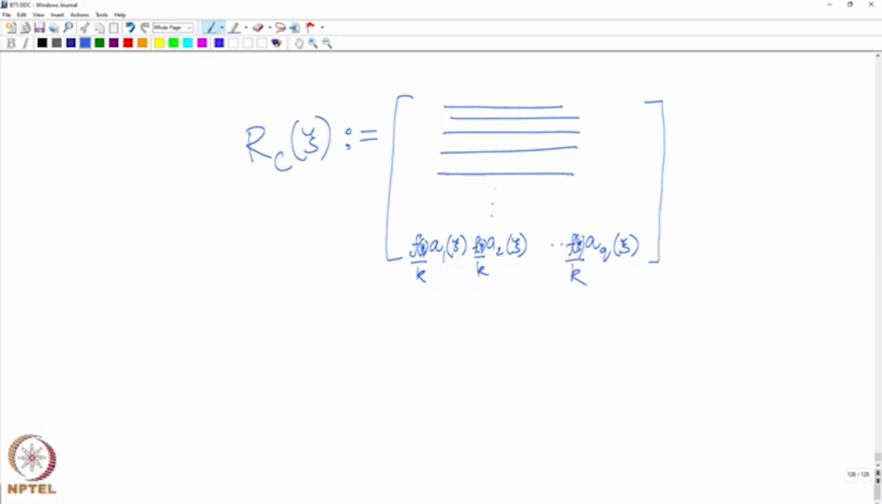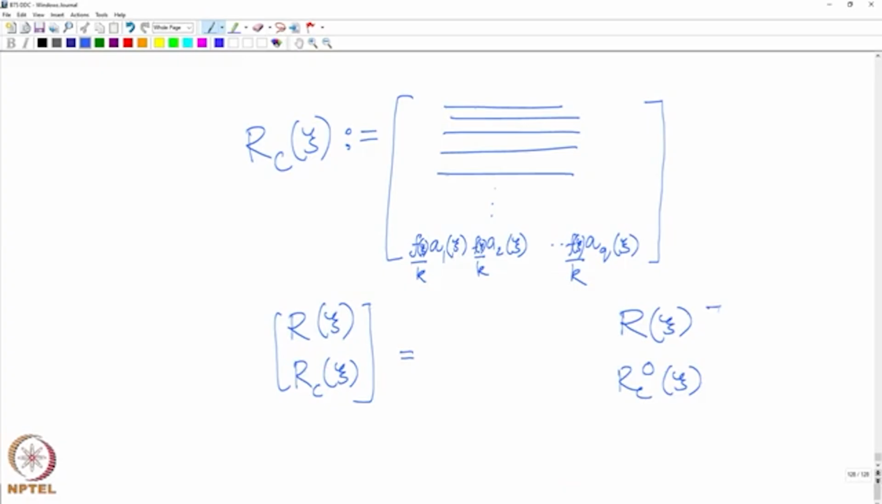What does this do? If this is your rc xi obtained from rc0 xi, then notice if I have r xi and rc xi, what will be its determinant? It is exactly the same matrix. So let me write down, this matrix is the same as rc0 xi, but the last row is multiplied by f xi by k.